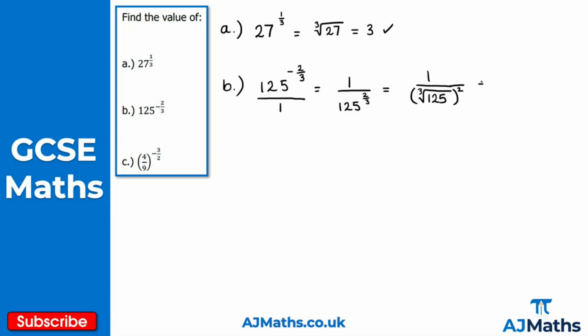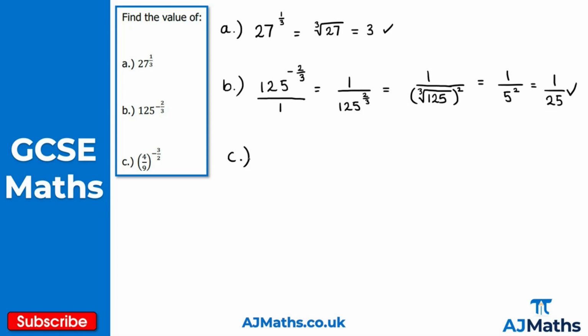Okay. Well, the cube root of 125, that's 5. So what I've got here then is 1 over 5 squared, and 5 squared is 25. So my final solution to B is 1 over 25 there. Okay, so that's the solution to B.